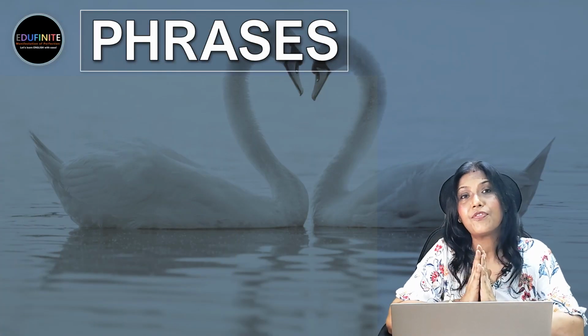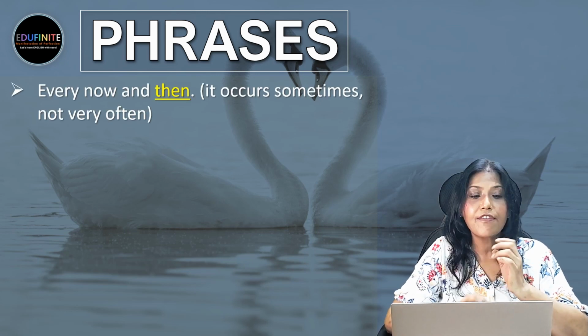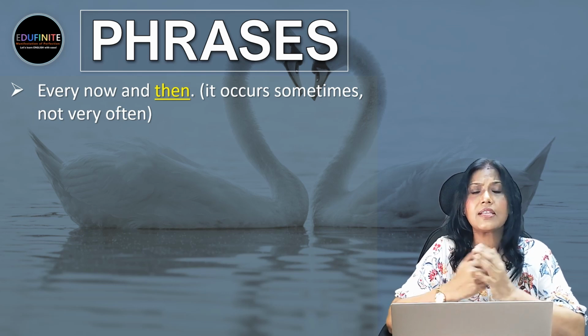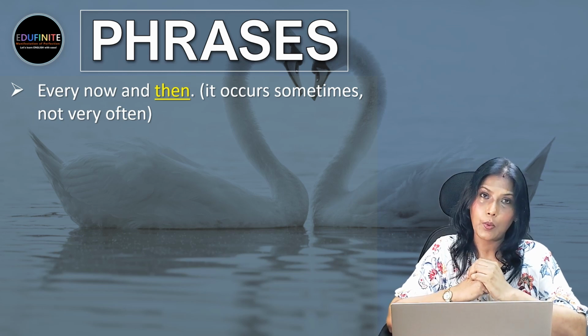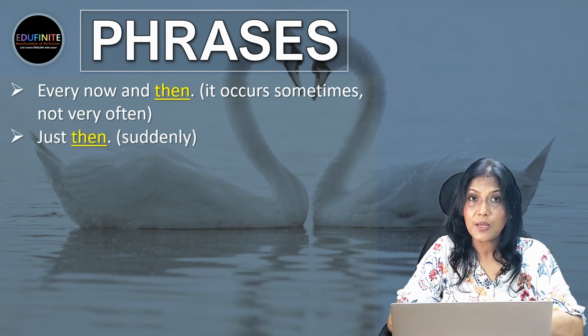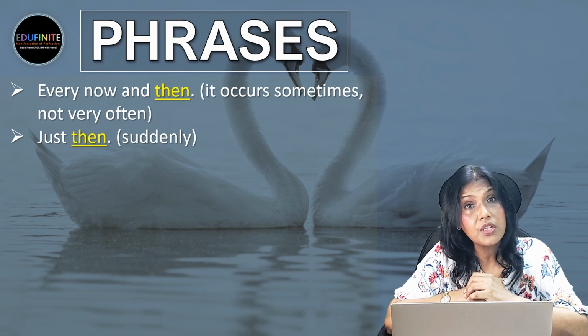let's look into some phrases which are formed with the help of then and than. Every now and then. So every now and then, it means it occurs sometimes. So you can say, I go to the market every now and then. Next phrase is just then, which means suddenly. So I can say, as I was turning left, just then I heard a loud crash.